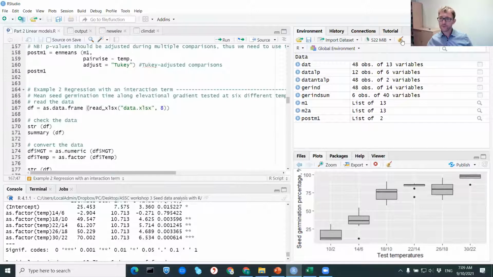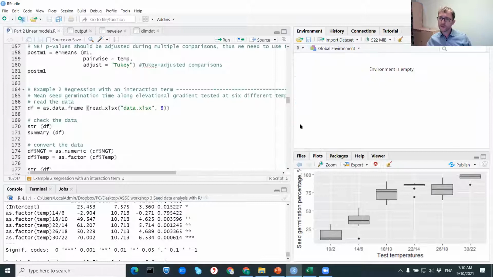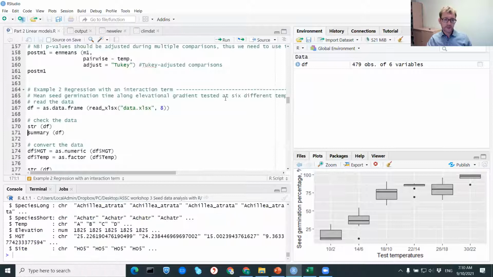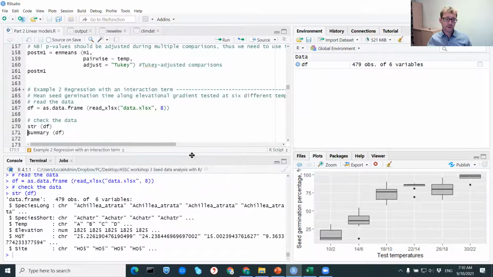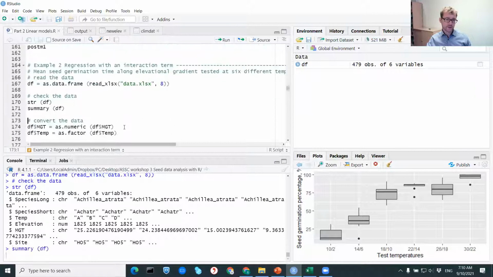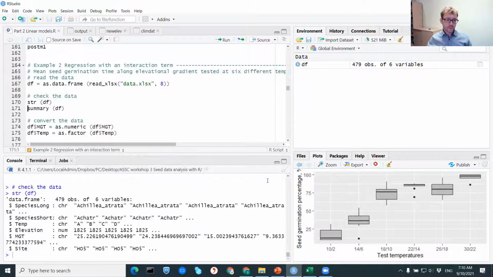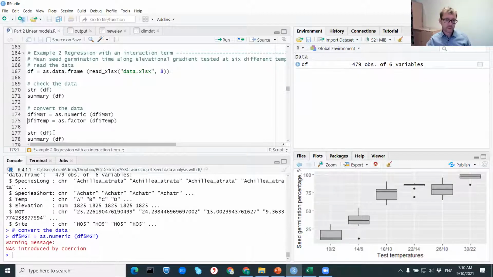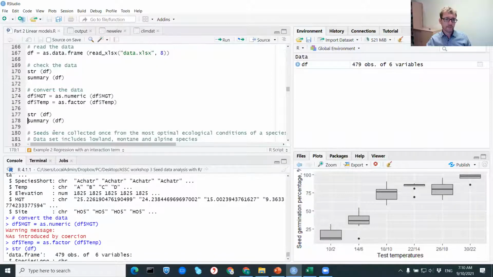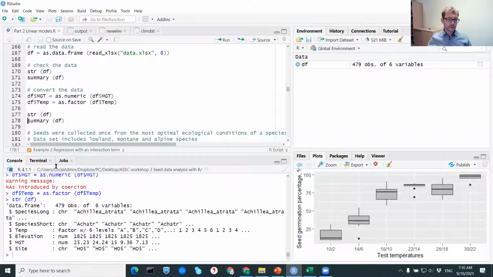So before we start, in a new analysis, I clean up the environment, upload the data, and take a look at the data structure using the basic structure and summary functions. I can see the common problem that some variables, for example, mean germination time, were uploaded as characters, but not numbers. I need to make some adjustments here. And now it looks just fine.